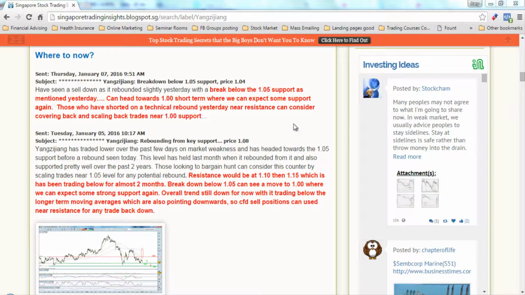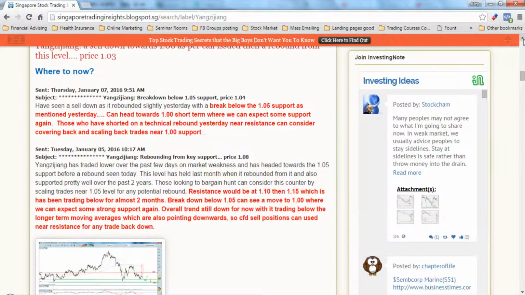So I've been looking at some of my trading calls, and one of them is called Yang Zijiang. I've actually issued a few sell calls for it, I think on January 5th and on January 7th. All these were shared publicly when I had the time. I think when price was 1.08, I started to issue a call.